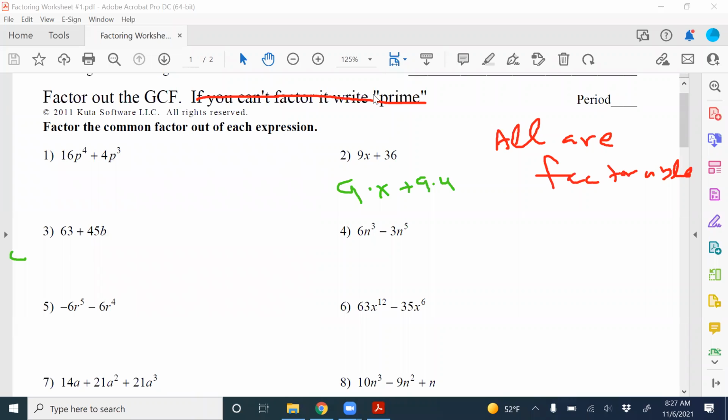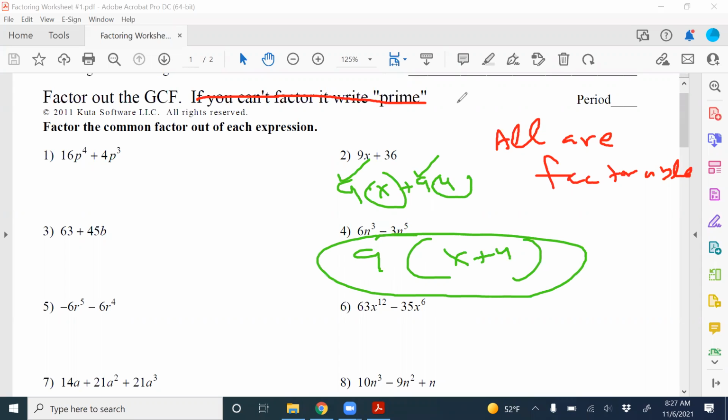So anyway, when I look at number 2, I do see that 9 is a factor of 36, so I can break down 36 as 9 times 4. So I could pull out a 9 from each of these. And what's left behind? x and a 4. And there you go. I pulled out the greatest common factor for number 2.